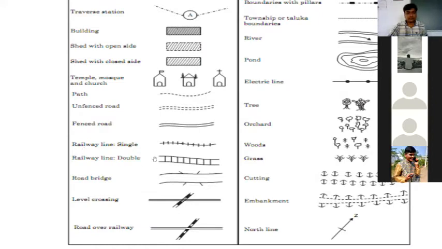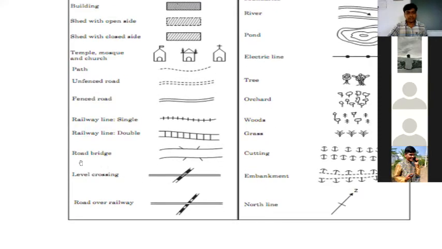Next, coming to railway line. In the railway line, if you have a single lane track, here we show it like this. There is a single line here. On that, we draw dashes in the transverse direction at certain intervals. This is for a single lane, and for a double lane railway track, we show it like this. Next, coming to road bridge.